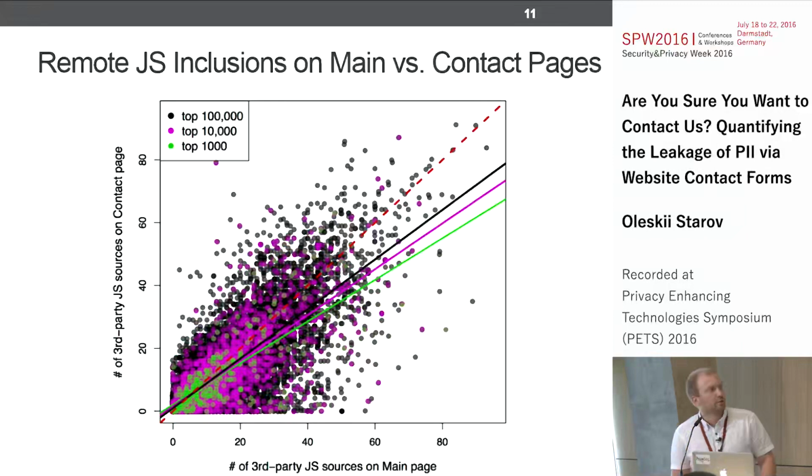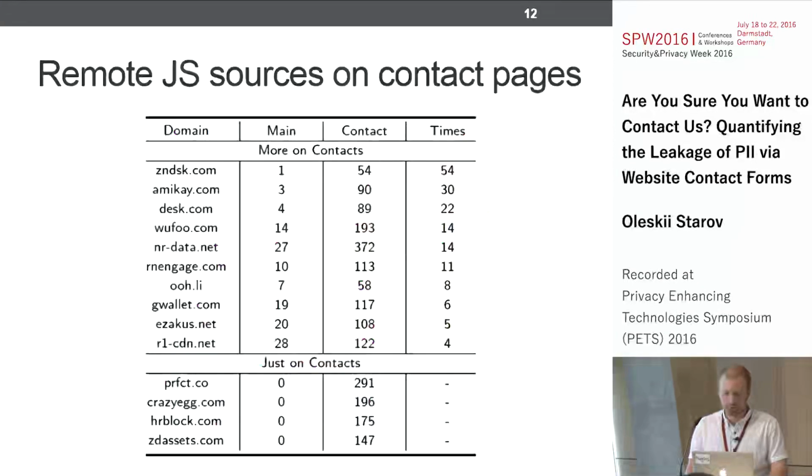Another finding here is that we see regression lines for several ranges: top 1,000, top 10,000, and top 100,000 popular websites. And we see that the slopes actually get steeper. That means that if you include more lower-ranked websites in your range, they tend to use more JavaScript on contact pages. That is basically our second assumption.